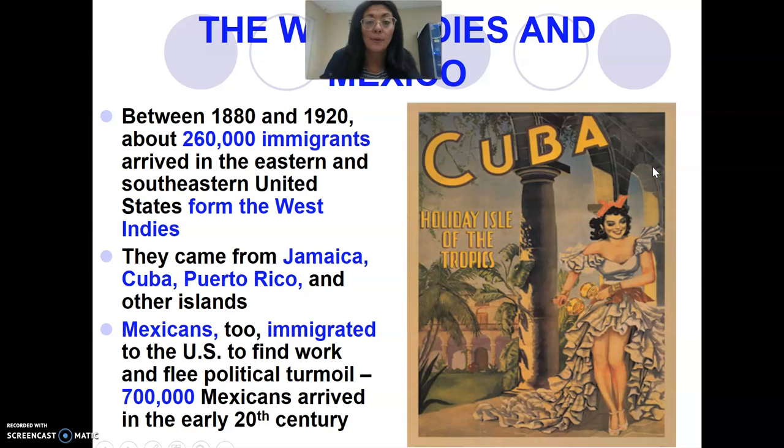Okay, so from the West Indies and Mexico, why are people coming, and to where are they coming in the United States? Between 1880 and 1920, 260,000 immigrants arrived in the eastern and southeastern United States from the West Indies. So people are coming from Cuba into Florida. They're coming from Jamaica and Puerto Rico to New York and into Florida. So the East Coast and the Southeast. They're coming for job opportunities by and large.